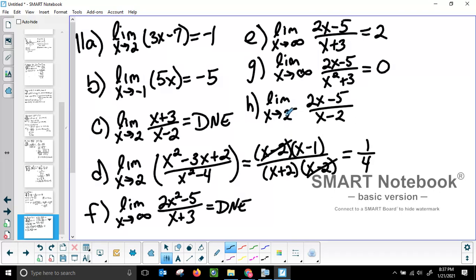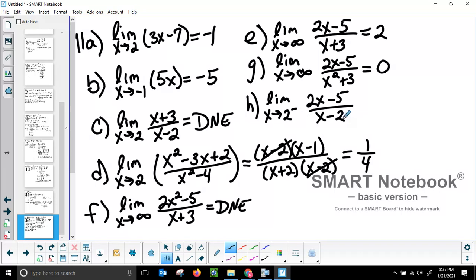All right, so we can try direct substitution here. We're going to get negative 1 over 0. When it's an overall limit and we get a number over 0, we say it does not exist. But when it's a one-sided limit coming from the left or coming from the right, in this case coming from the left, we can always answer.